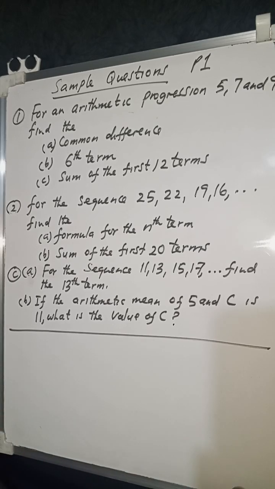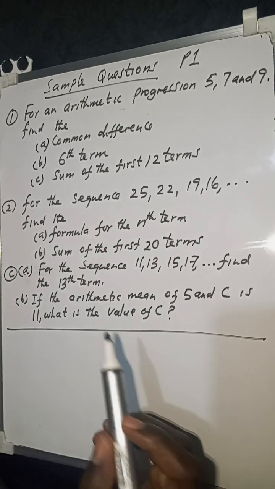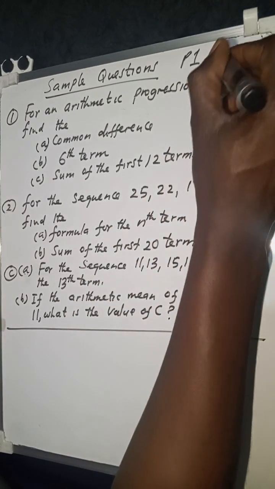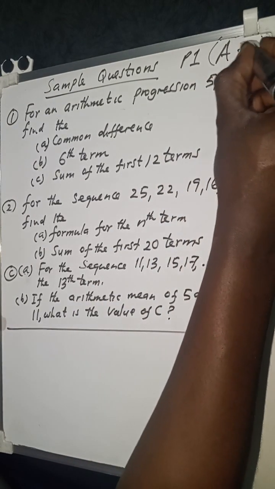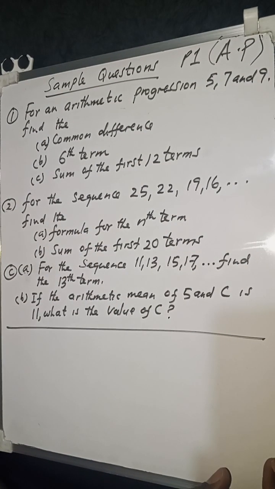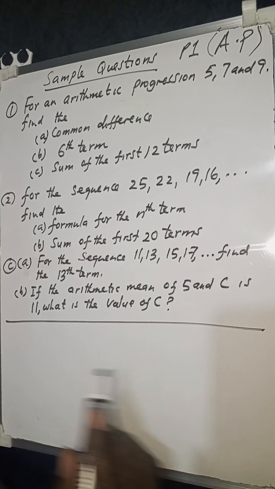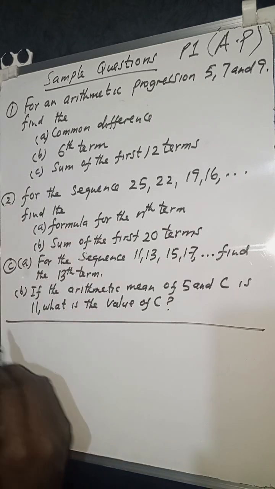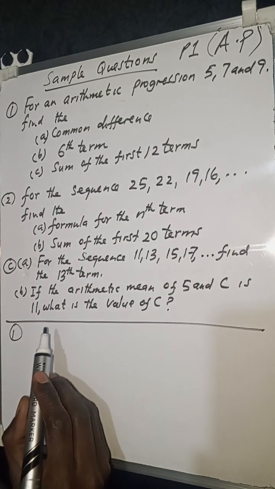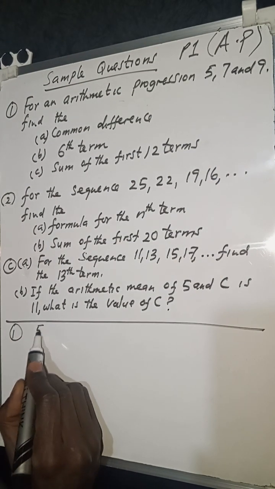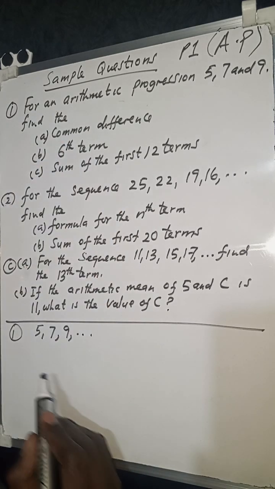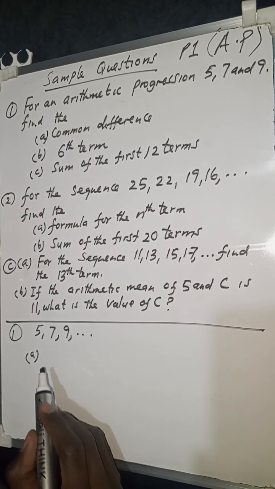Okay, so welcome to another segment of my sequences and series as we continue looking at what we call arithmetic progressions, APs. These are some sample questions and I just want to show you how you can go about answering them. The first one says, for an arithmetic progression 5, 7, 9, find a, the common difference.